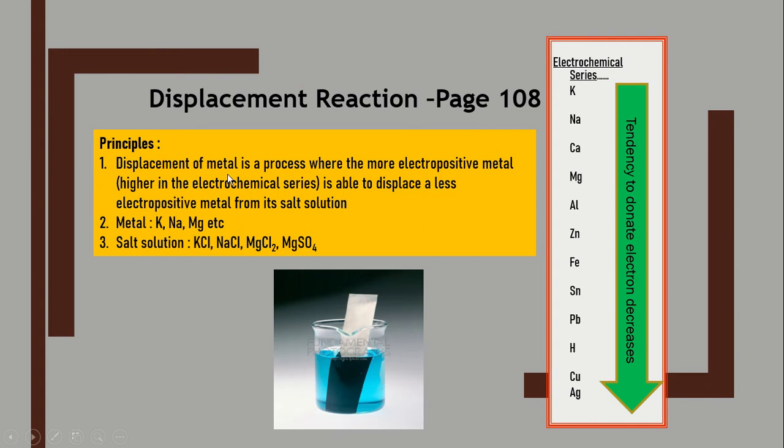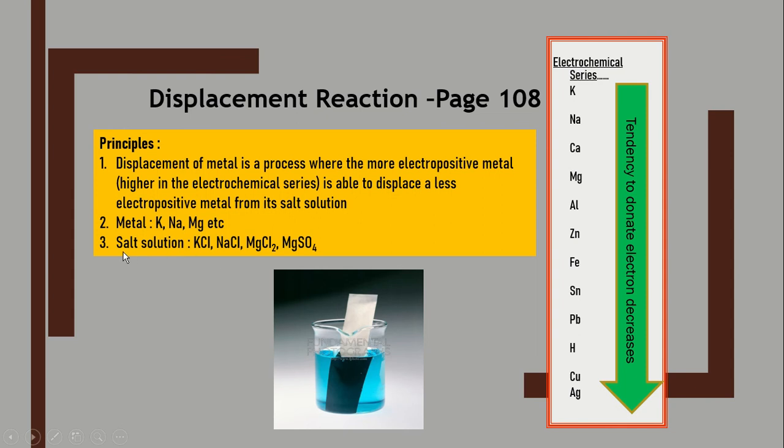Okay, so displacement of metal is a process where the more electropositive metal, which is located higher in electrochemical series, is able to displace a less electropositive metal from its salt solution. Okay, so metal which is more electropositive, contohnya sodium, potassium, magnesium, which is located higher in electrochemical series. Tengok higher bermakna kedudukan yang atas. Okay, is able to displace, mampu untuk menyesarkan metal yang kurang elektropositif yang berada dalam keadaan larutan. Okay, larutan adalah larutan garam.